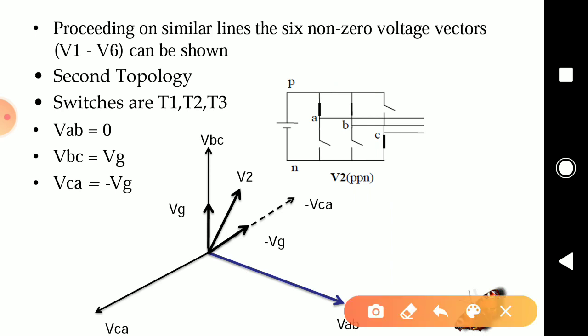Next we are going to look at VBC. The first letter in VBC is B. For VBC you have one P and one N, so you will be having an output. And B is positive, so you will be having positive VG. Next you have VCA. Now in VCA, again you have a positive and a negative. But here the first letter is C, and in C the negative switch is turned on. Therefore the output voltage will be minus VG.